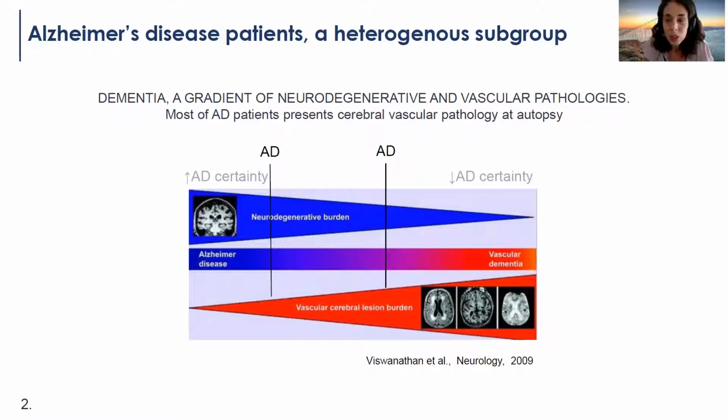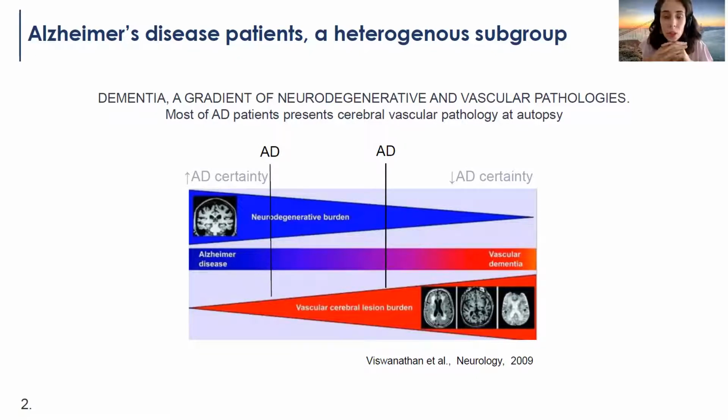Dr. Viswanathan suggested several years ago that dementia could be understood as a gradient of neurodegenerative but also vascular features. As you can see in this figure, on one side we could have those individuals presenting pure AD forms, and on the other, those individuals presenting pure vascular forms. But in the middle of those, there's a large gradient of AD patients which present mixed pathologies.